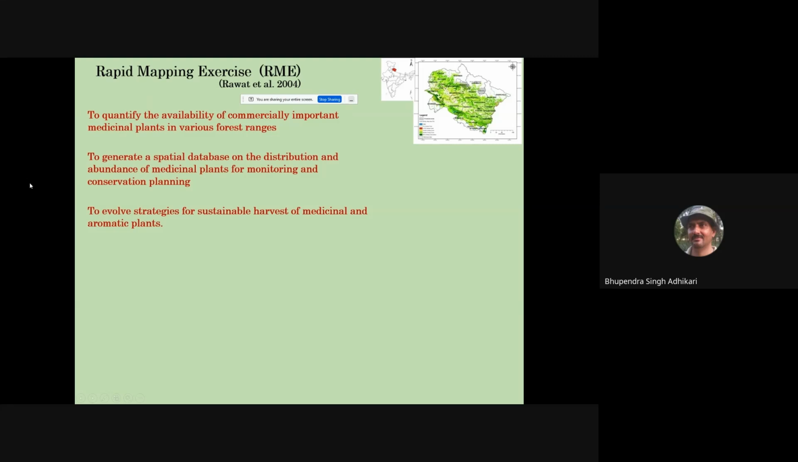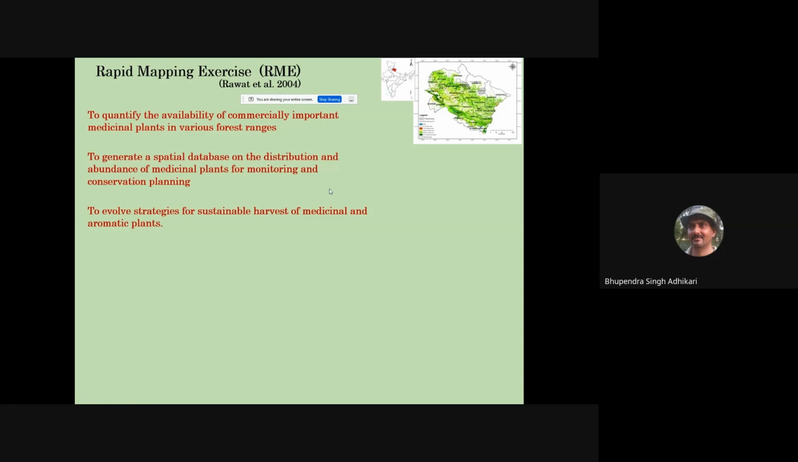As you know, we got the state in the year 2000 along with Chhattisgarh. The chief minister of Uttarakhand was Sri Narendra Tiwari, and in Chhattisgarh, Raman Singh. They were discussing the herbal state, and both states tried to get the status of herbal state. Narendra Tiwari gave the task to the forest corporation, and the forest corporation gave the task to WII to quantify the availability of potentially important medicinal plants and generate a special database and distribution of those medicinal plants.